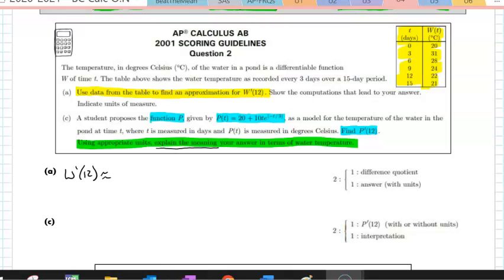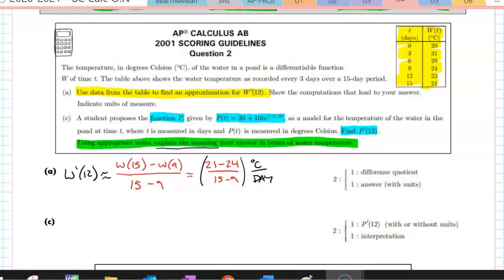So, can we approximate the instantaneous rate of change of W at 12? The average rate of change, of course. So W of 15 minus W of 9 over 15 minus 9. Evaluating gives us 21 minus 24 over 15 minus 9 degrees Celsius per day. Remember, we don't need to simplify as this is a free response question. We've written our difference quotient, including our answer with units.